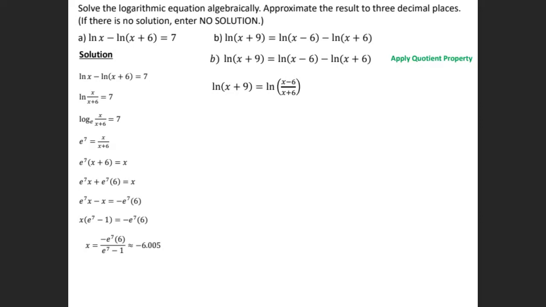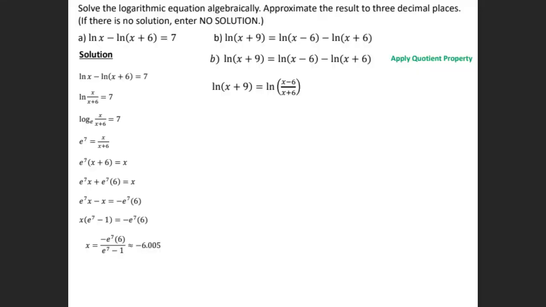Now you can see that I can use my 1-to-1 property. For these 2 logs to be equal to each other, that means the inputs have to be equal to each other. So I'll just put the inputs equal to each other. So x plus 9 is equal to x minus 6 divided by x plus 6.